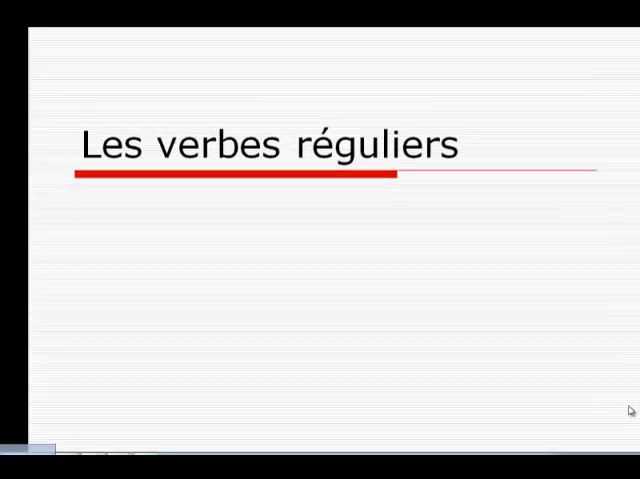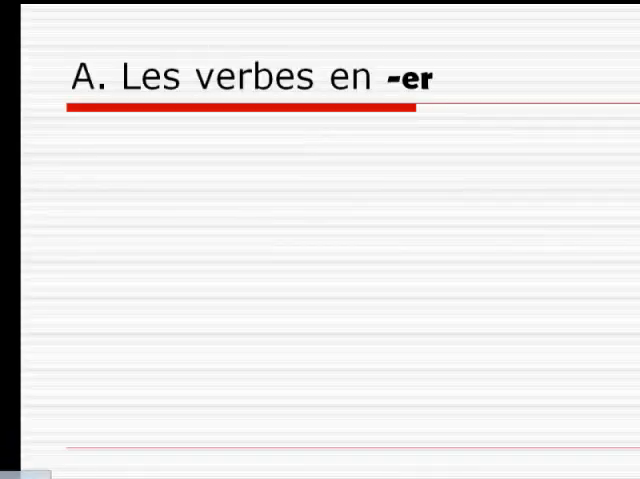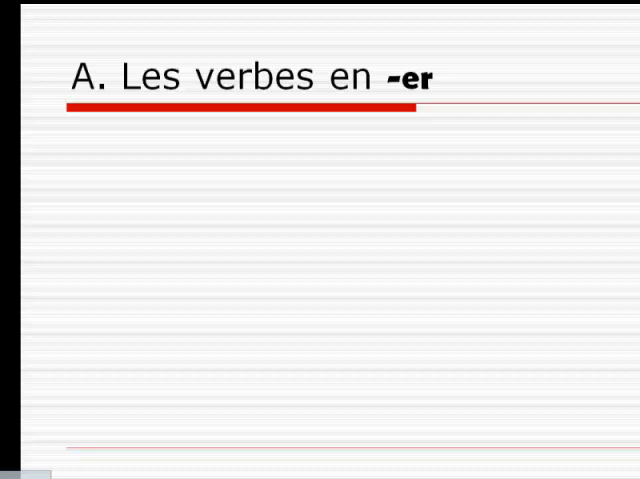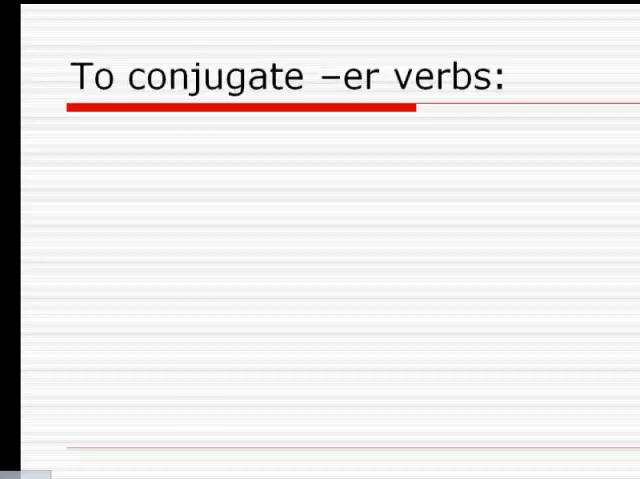Les verbes réguliers. Partie A, les verbes en ER. In French, there are three categories of regular verbs. We're going to take a look at the most common category of verbs, verbs that end in ER. Let's first look at how to use these in sentences.